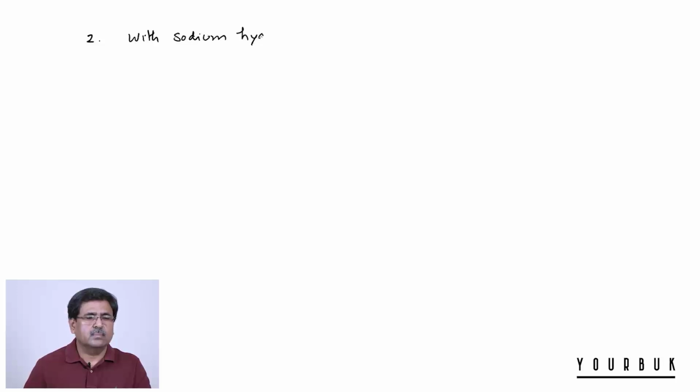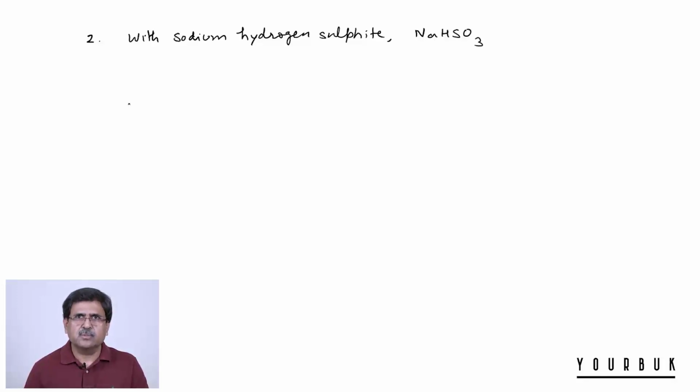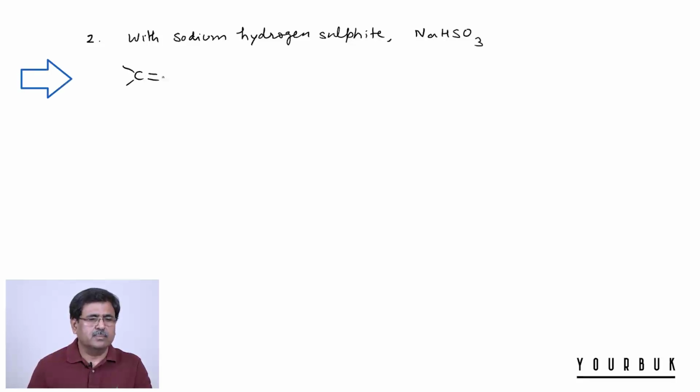Now the second reaction is with sodium hydrogen sulfite, and the formula is NaHSO3. Again, aldehydes are more reactive than ketones towards sodium hydrogen sulfite. Now, this is the reaction given. This is our carbonyl group. Now, the first step is addition reaction with sodium hydrogen sulfite to give this addition product.